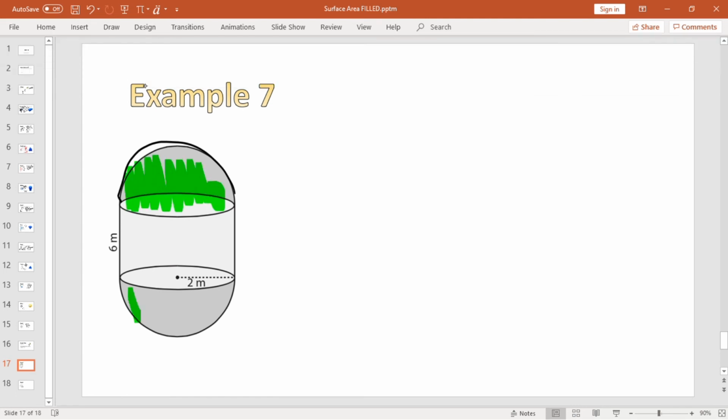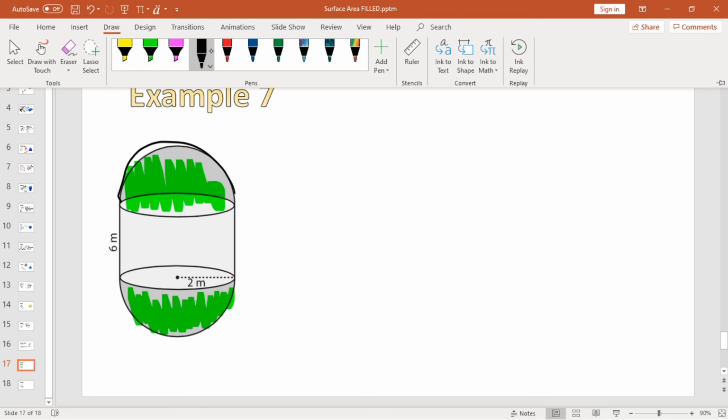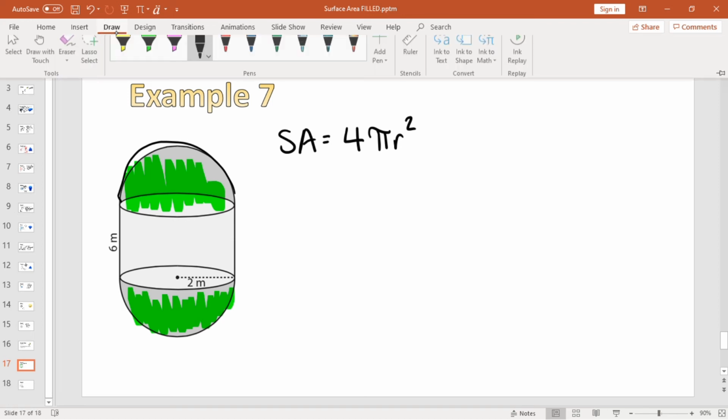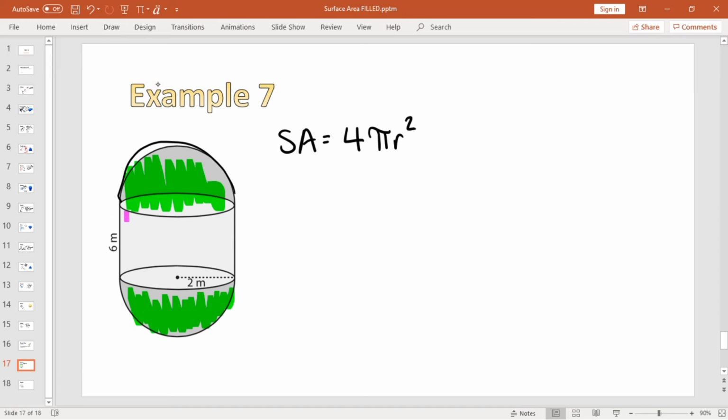Conveniently, I also have another half a sphere down there. So I've got a whole sphere, and the surface area of a sphere is 4 pi r squared. So that's awesome. What else do I have? I have the middle part, which is in the form of a cylinder. But this cylinder has no top or bottom.